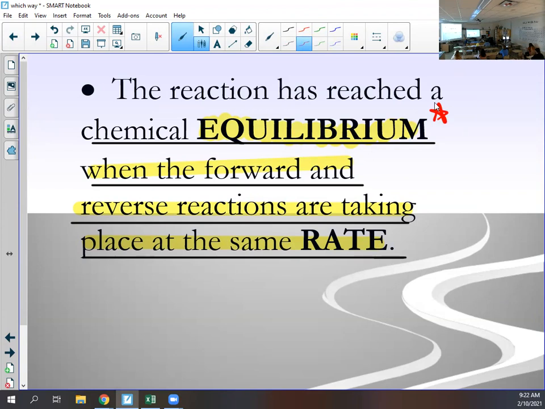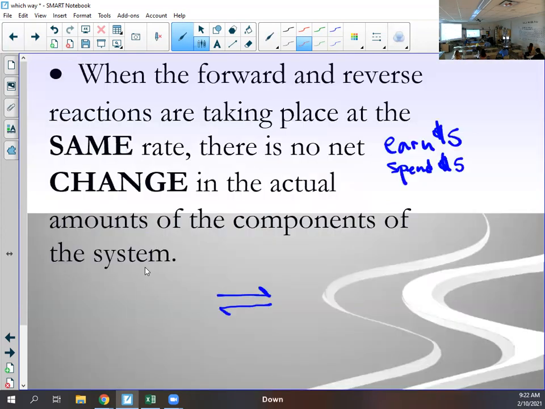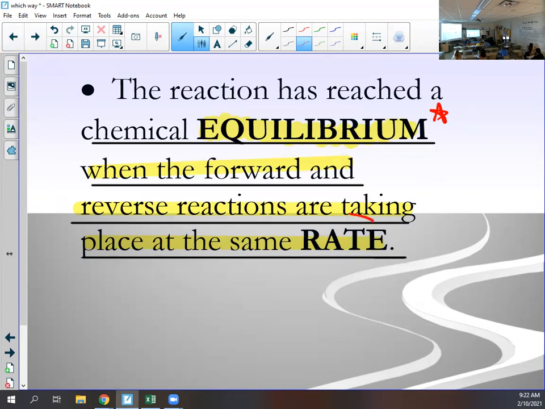Equilibrium and reversible reaction, if I come back, they're almost the exact same phrase. So you got to be really careful here. Reversible reaction says both the forward and the reverse reactions occur at the same time. Does anyone remember the difference then for equilibrium? Same rate. Time and rate are a different thing. Now they're related to each other, but the key word is equilibrium is when things are changing at the same rate.